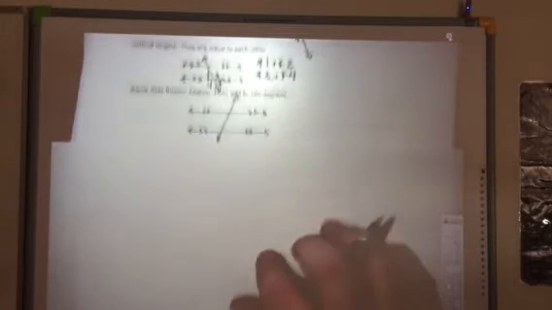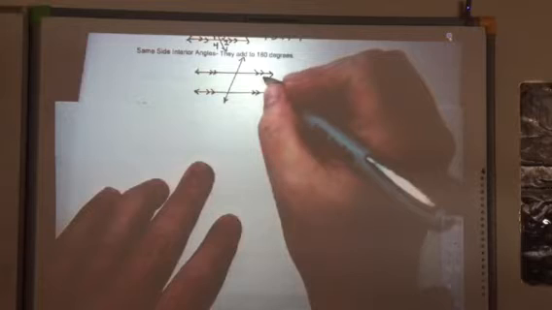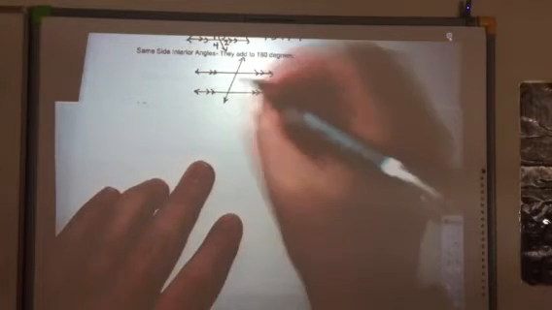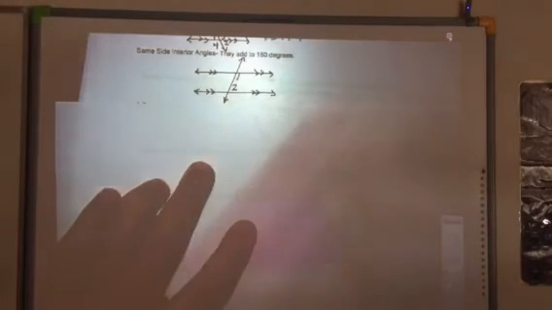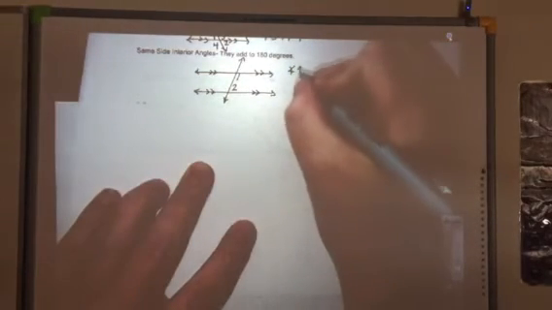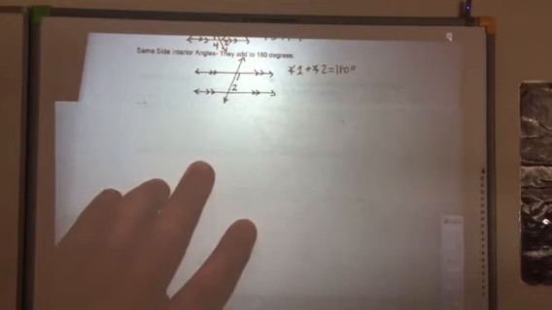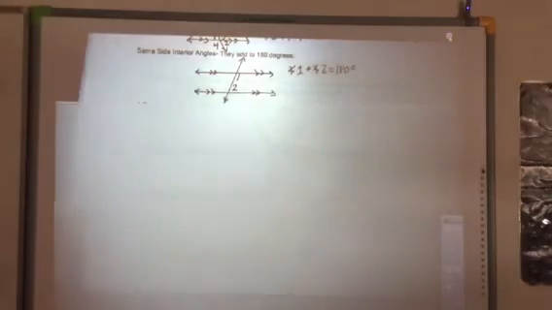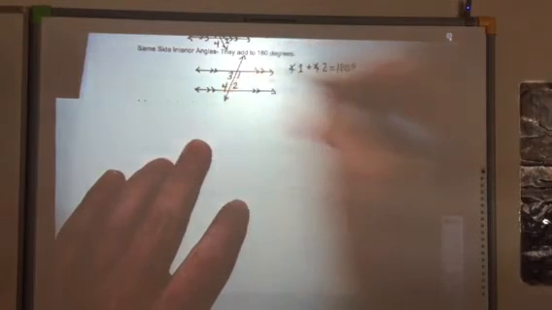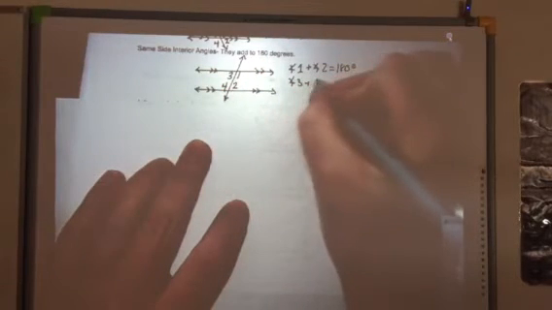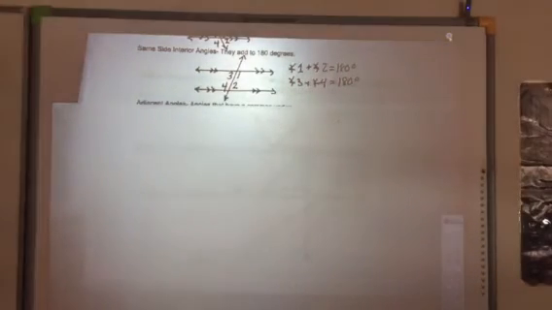Same side interior angles. So that means they're on the same side of the transversal and they're inside the two parallel lines. So angle 1 plus angle 2 equals 180 degrees, and those are same side interior. So angle 3 and angle 4 equal 180 degrees. They are same side interior.